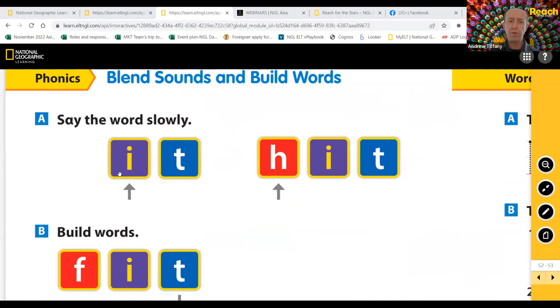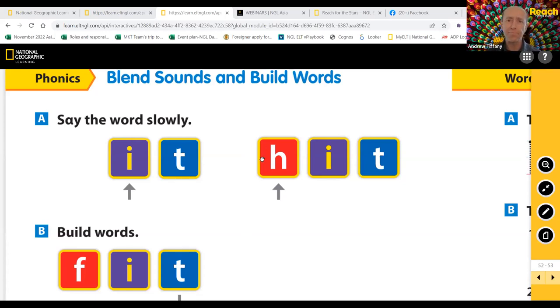What's the first sound? Who can tell me the sound for I? I, what does it sound like? I, that's right, very good. What about T? T sounds like T, very good. Okay, so I want you to take your hands. So this hand is I, and this hand is T, okay? And so we're going to go I, I, I, T, T, T, I, T, it, okay? Very good. So you can do it with me. I'll just do it really fast because I know you're smart. It. Very good.